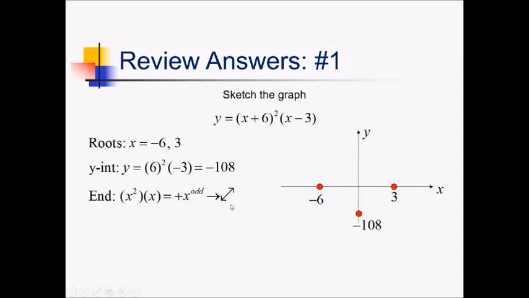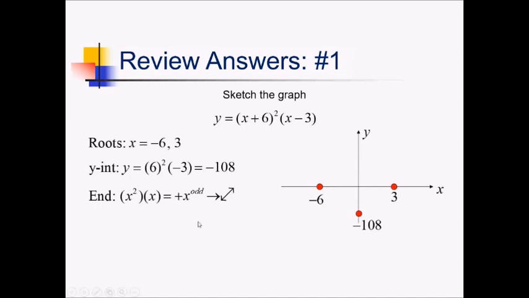Now, just to go over a few hypotheticals, if this had been a negative x to an odd power, then you would have had a sloping down line, so starting above, ending below. If this had been a positive x to an even power, this would have looked like an upward opening parabola, starting and ending above. And if this had been a negative x to an even power, you would have started below and ended below, like a downward going parabola. But this was our situation, so we're starting down here and ending up here.